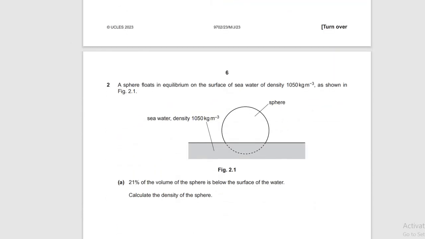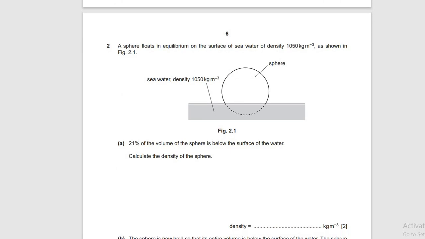The next question. Okay, this one is physics of fluids, density and upthrust. Now this question: a sphere floats in equilibrium. Remember the word equilibrium. All the forces toward the right and toward the left are equal to each other. All the vertical forces are equal to 0, and all the horizontal forces are equal to 0.